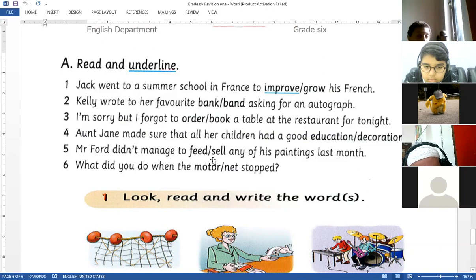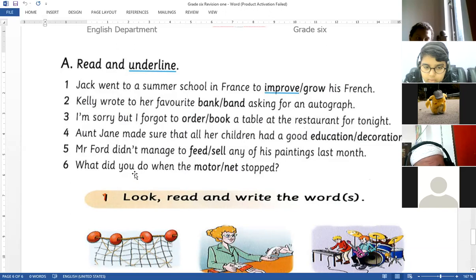The difference between feed and sell? Feed, you are giving food to people. Sell? You are giving like paintings or stuff that you find in markets. You are selling something, right? Okay, what is the opposite of sell? Buy. Buy, excellent.